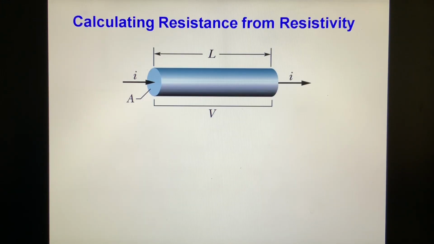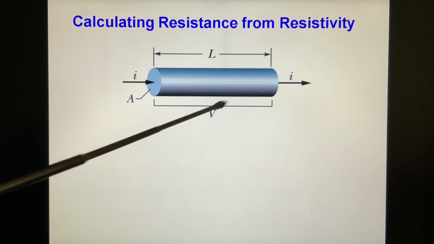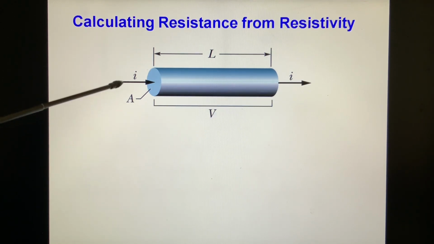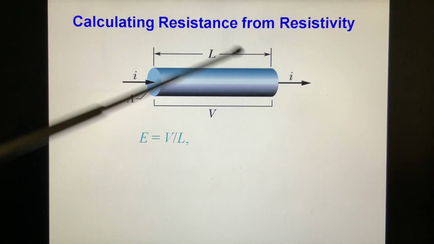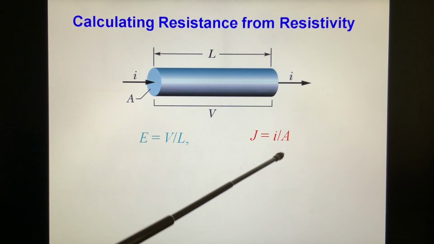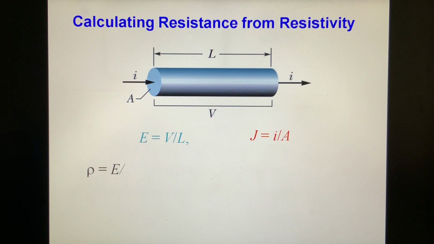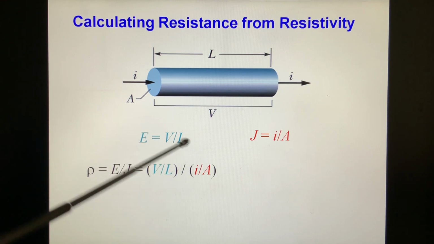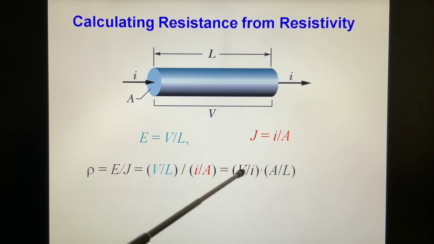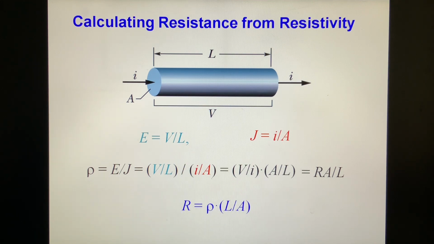Calculating resistance from resistivity. We have a conductor with cross-sectional area A and length L. V is the potential difference, and I is the current. E equals V over L, and J is I over A. Rho equals E over J. Putting E and J in, rho equals V over I times A over L. Since V over I is R, this is R times A over L. Then R equals rho times L over A. We can imagine the longer the conductor, the larger the R; the larger the area, the less the resistance.